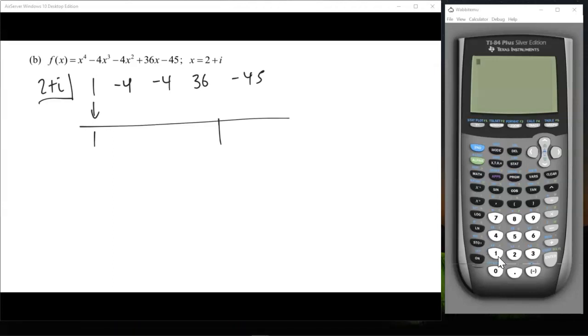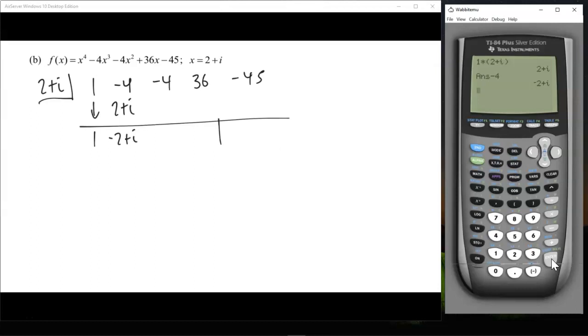Now I know what 1 times 2 plus i is, but I'm going to put it into my calculator because what I want to do is start a running tally here of numbers. And so I'm going to type in 1 times 2 plus i, and that's going to tell me 2 plus i right there. Now, the next thing I'm going to do is I'm going to add negative 4. So with that number still in my calculator, I'm going to subtract 4 and then hit enter. And that's going to tell me that down here, I'm going to have negative 2 plus i.